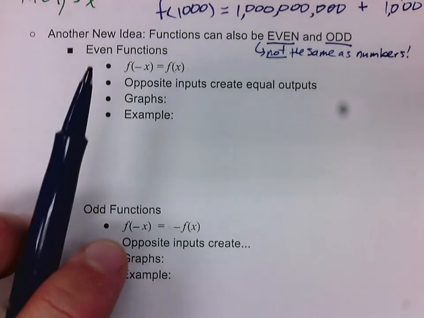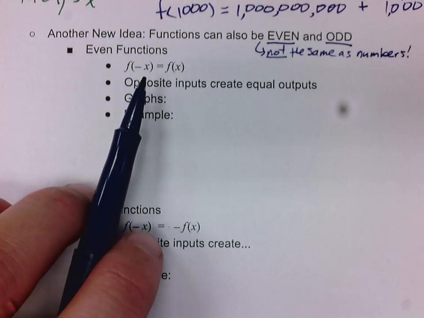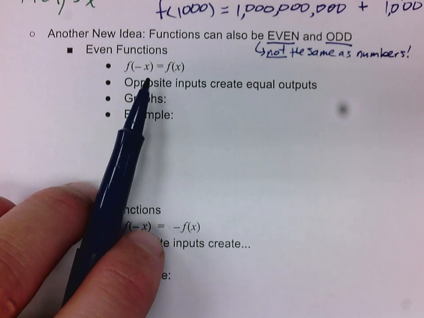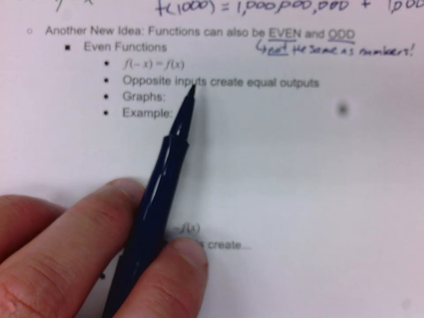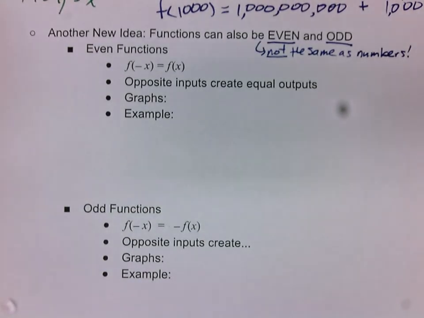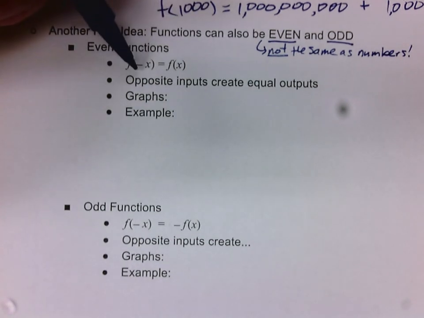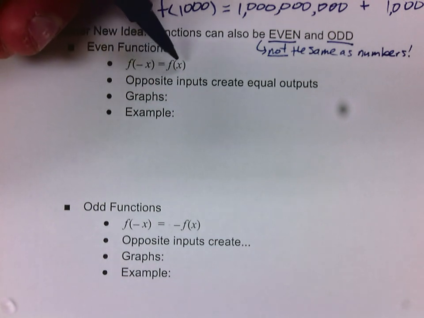There are some qualities about these that could be relatable, but for now we're just going to learn what it means for a function to be even and then odd. So essentially, put in function notation terms, in words I would say opposite inputs create equal outputs. If you have an even function, what it means is if you put an input into the function and its opposite, the positive and negative version, it gives you the exact same output. So f of negative x is the same as f of x.